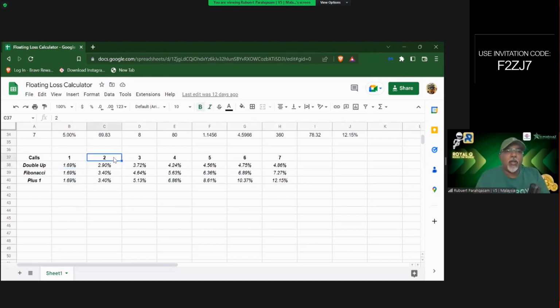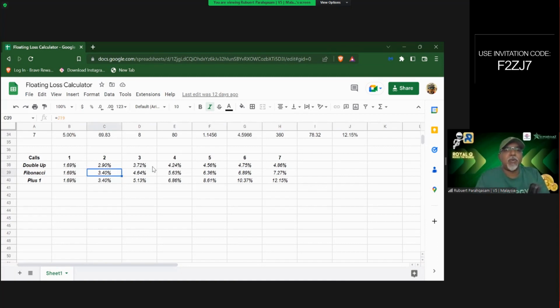When I go to call number 2, double up, it's 2.9%. That's the floating loss, 2.9%. Fibonacci, the floating loss is bigger, plus 1, and the Fibonacci about the same. Because why? Call number 2, I buy here 4 times. For Fibonacci, I'm buying 3 times. For plus 1, I'm also buying 3 times. So this and this is the same.